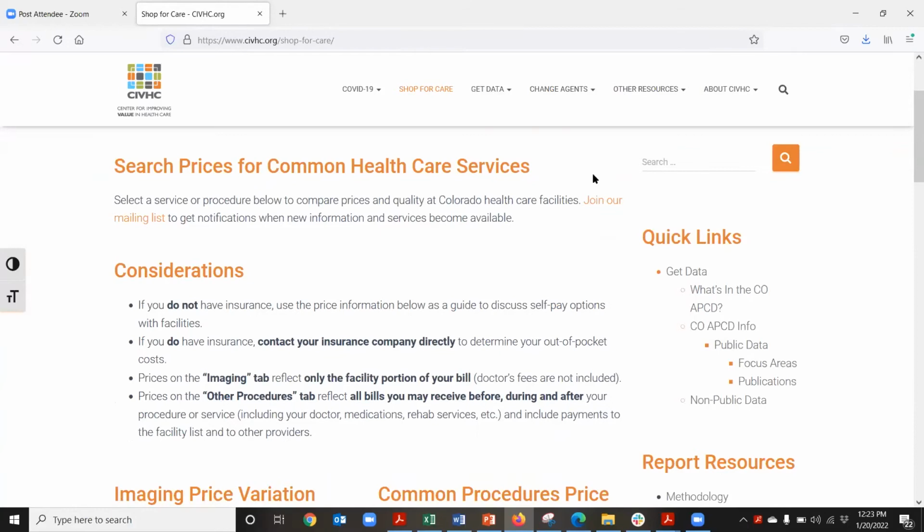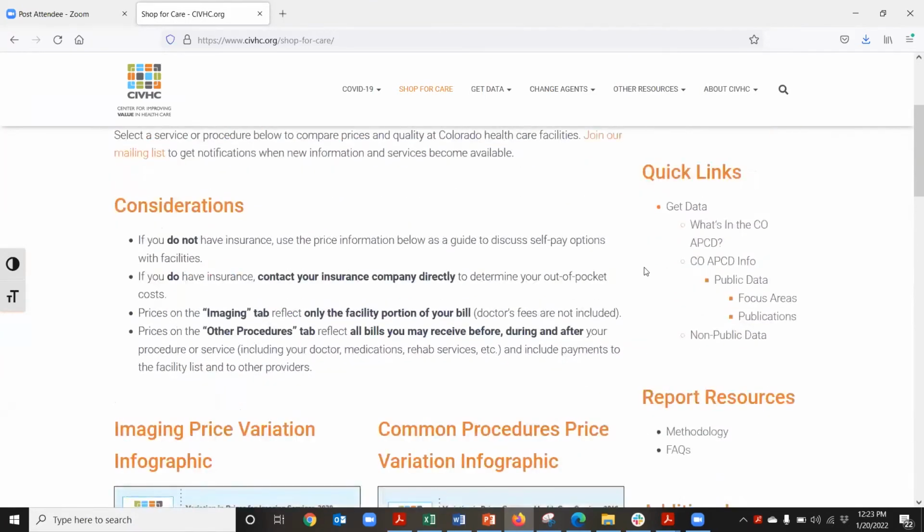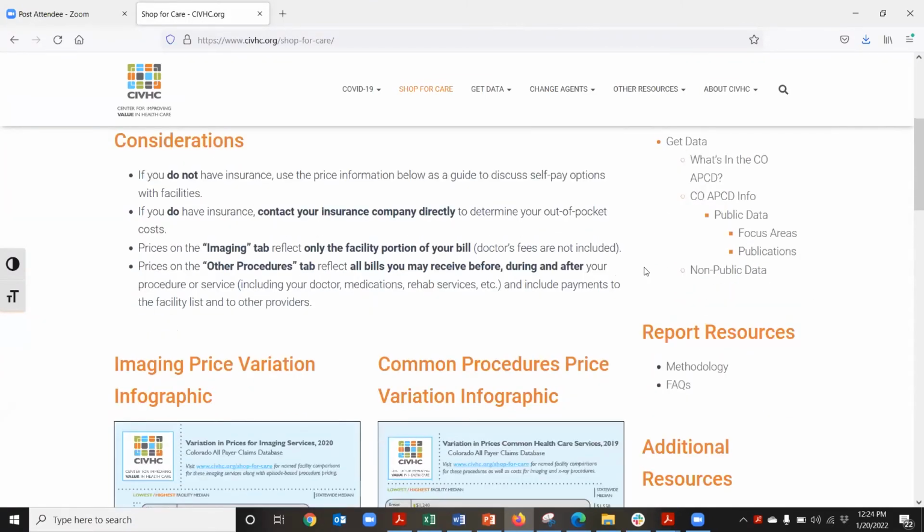As you can see at the top of the page, there's a brief description of the report and then considerations. That is a guide to help you interpret the information that you're gonna see. For example, it says if you don't have insurance, you can use the price information as a guide to discuss self-pay options. As I mentioned before, this is only based on commercial payers, but it is a good guide if you have no insurance and you need an X-ray.